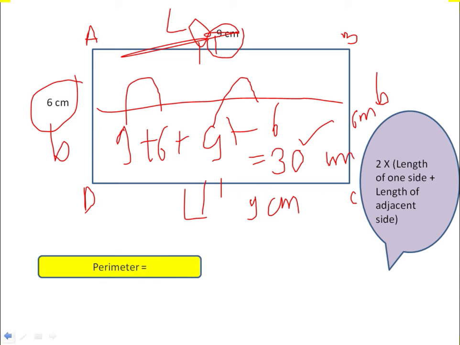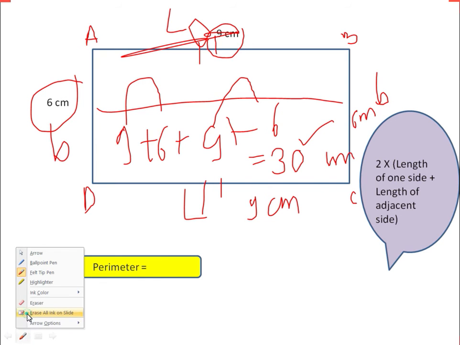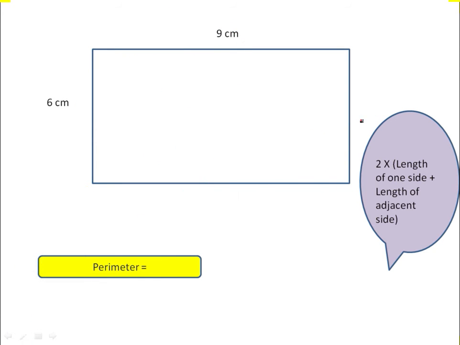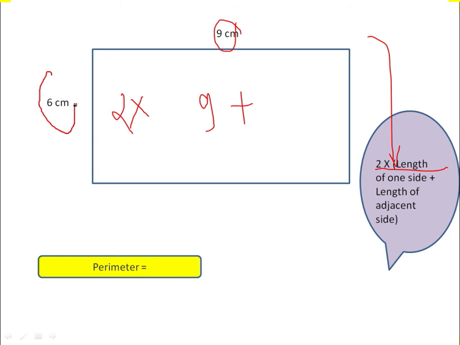But there is one more way in which we can solve such kind of examples. Now here the formula is given. Now how will we use this formula? Now you know the formula is 2 into length of one side, so this is our length, plus the adjacent side, which means this breadth, we have to take over here for this calculation of perimeter.